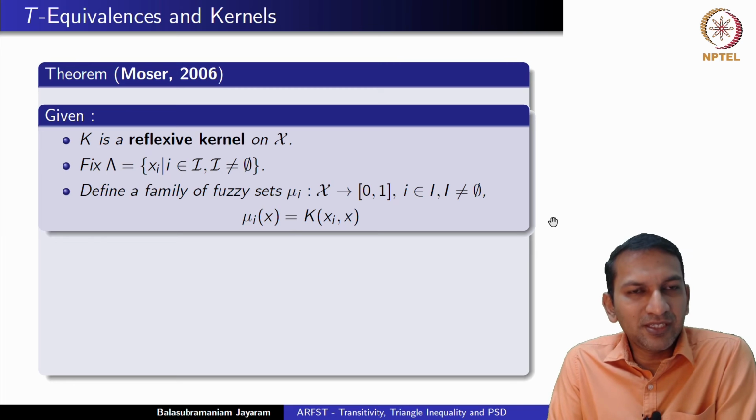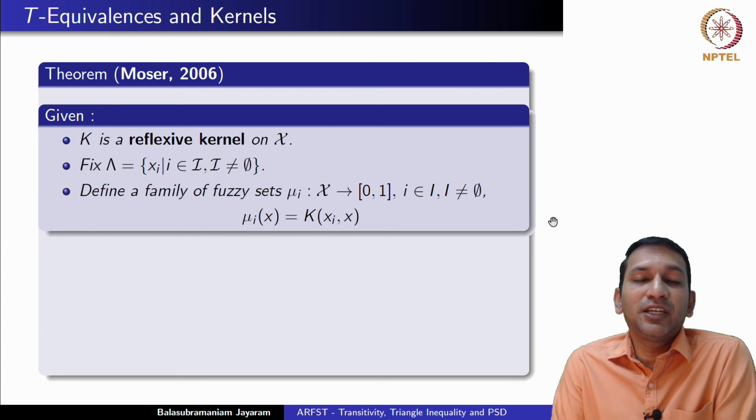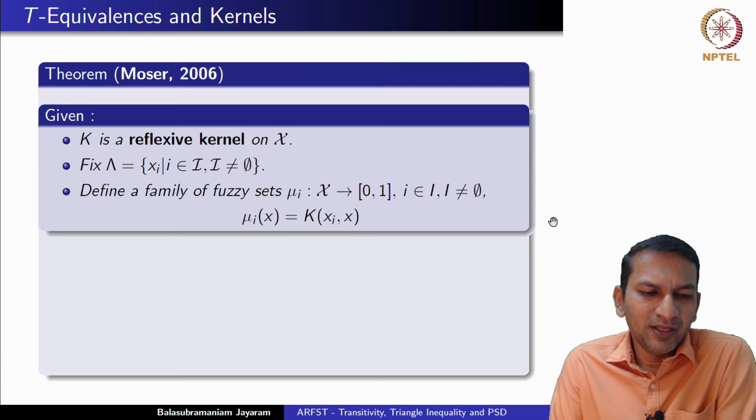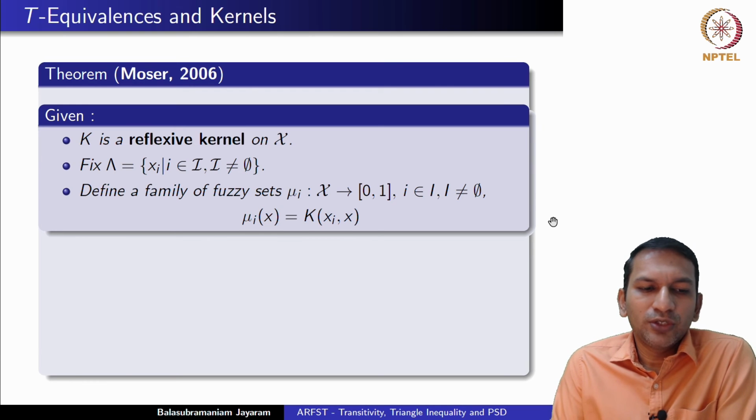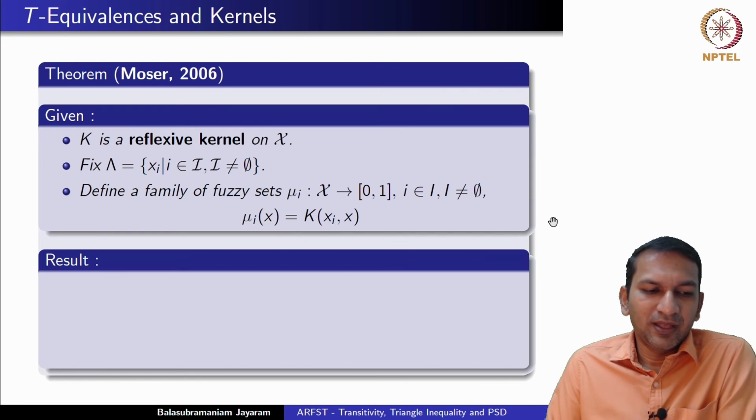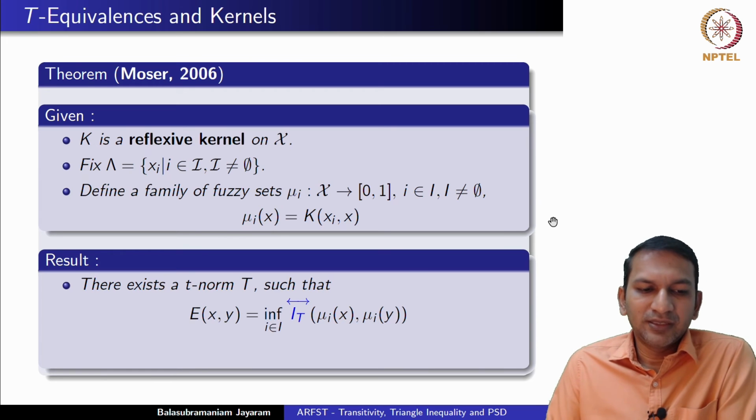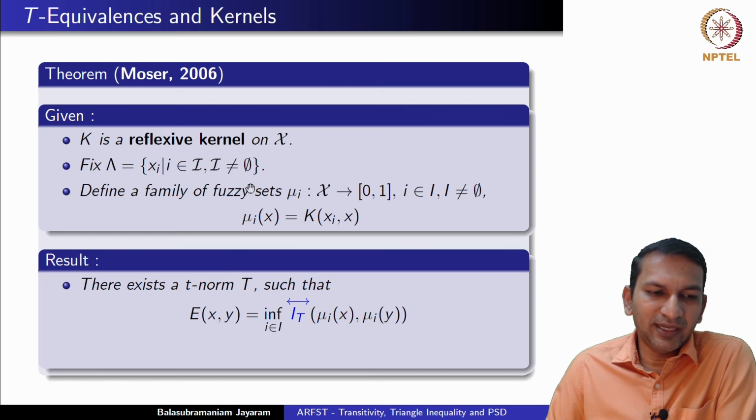How are the other elements of x related to xi under the similarity relation that you could get from the kernel k? That will give rise to these fuzzy sets here. Now if you consider this family of fuzzy sets, he was able to show that there will exist a T-norm T such that if you define E like this, infimum over this entire index set, the bi-implication is applied to these families, mu_i of x, mu_i of y, at these two points x, y.